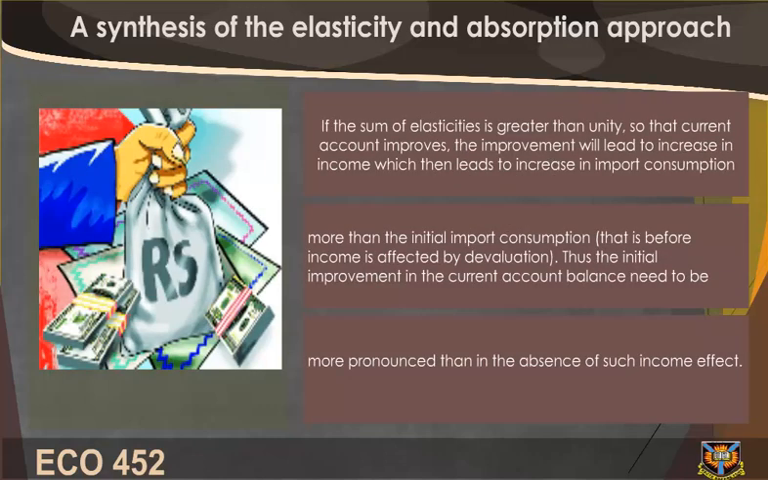If the sum of elasticities is greater than unity so that current account improves, the improvement will lead to an increase in income, which then leads to an increase in import consumption more than the initial import consumption, that is, before income is affected by devaluation. Thus, the initial improvement in the current account balance needs to be more pronounced than in the absence of such income effect.